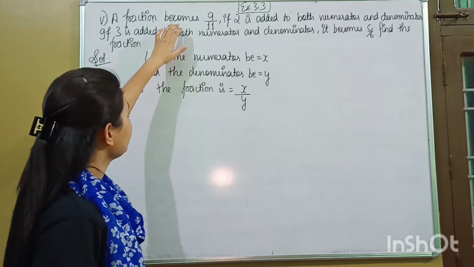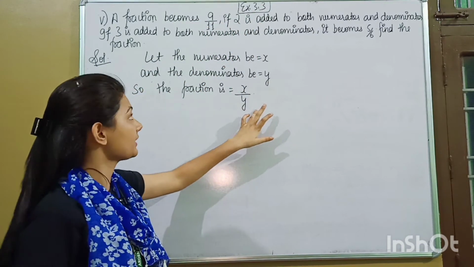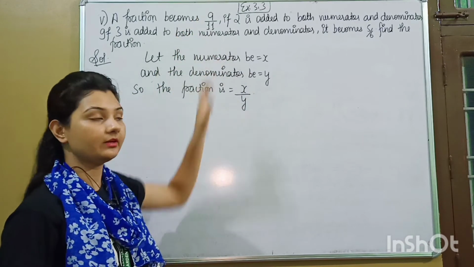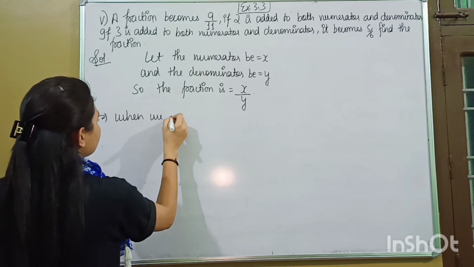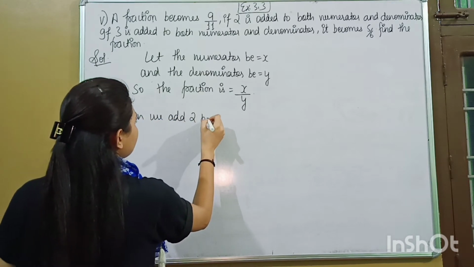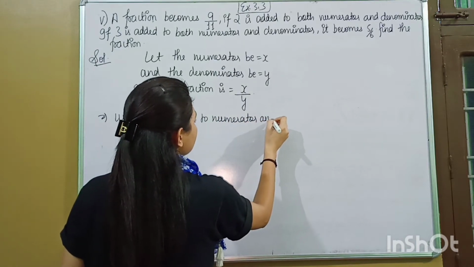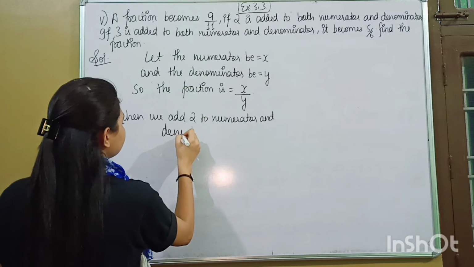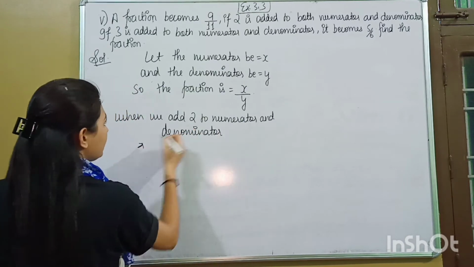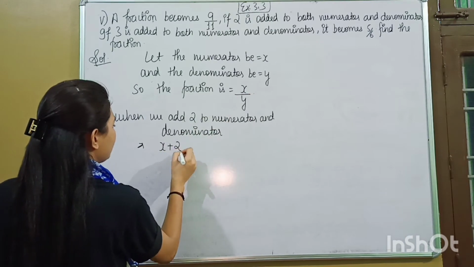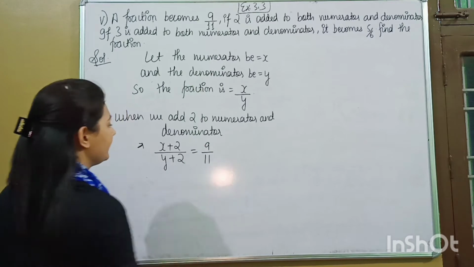Now it is said that if we add 2 to both the numerator and denominator, this fraction will be equal to 9 upon 11. So we make the equation. When we add 2 to numerator and denominator, it will be x plus 2 upon y plus 2 is equal to 9 by 11.